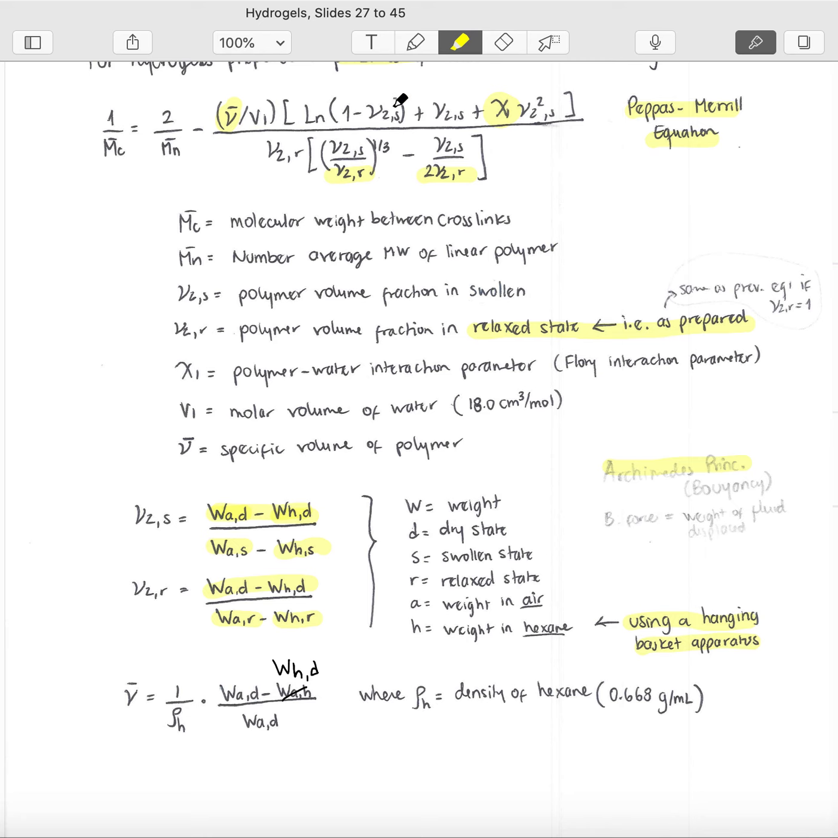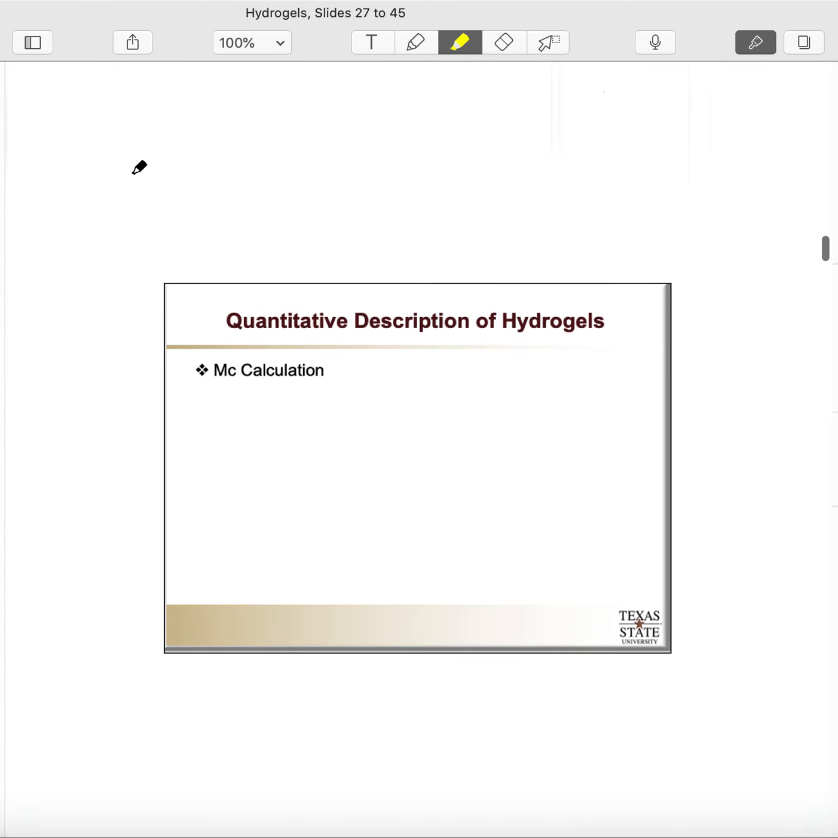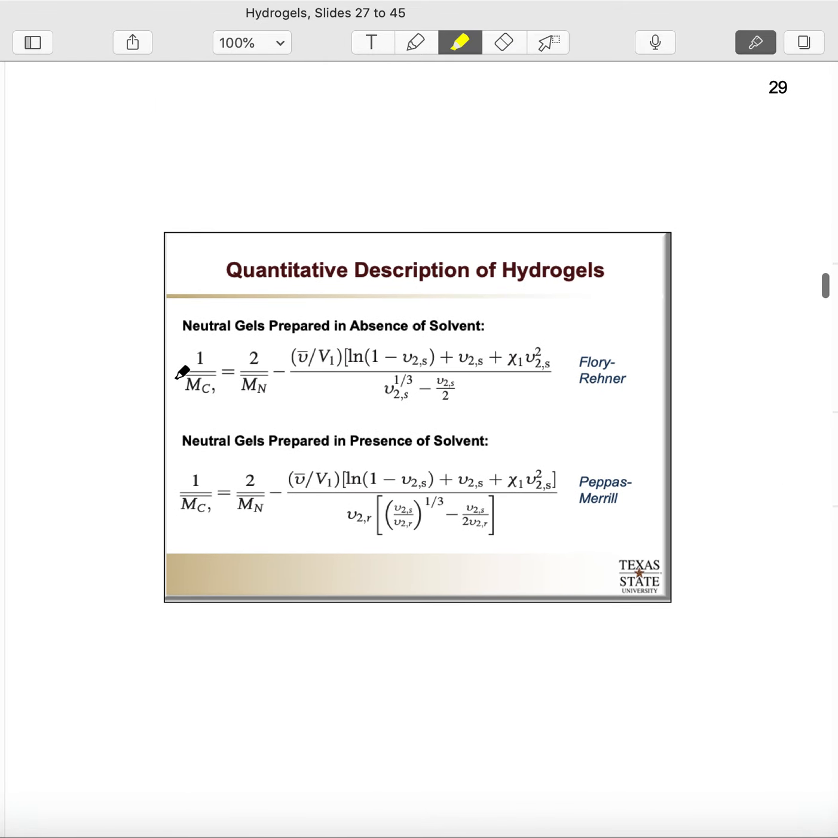All right, so using all of this information, again, we're able to calculate the molecular weight between crosslinks, which is N sub C, which is directly related to the mesh size of the hydrogel, and which plays a critical role in the function of the hydrogel, because it determines how much your hydrogel can actually swell, what size of drugs or cells you might be able to encapsulate within, and what type of mass transport could occur between, like, salts and physiological fluids in that hydrogel. So that's hugely important. The next slide summarizes the two equations: the Flory-Rehner, which is for neutral hydrogels prepared in the absence of solvent, and the Peppas-Merrill equation, which is for neutral gels prepared in the presence of solvent.